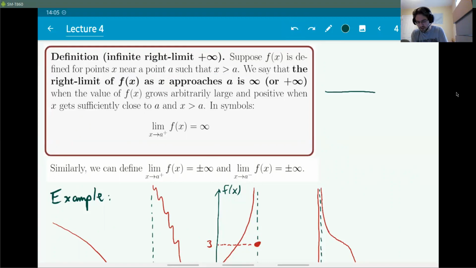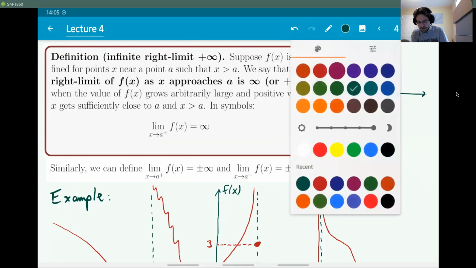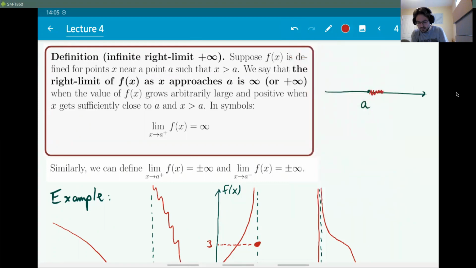Okay, so you just imagine the point A on the x-axis, and we're saying that the values of f of x at least make sense on the right side of a, close enough to a. Maybe also on the other side, but we don't need that. So granted that, we say that the limit, or the right limit of the function as x approaches a, is infinity, or plus infinity, which is the same thing, when, again, the value of f of x grows arbitrarily large and positive, when x is sufficiently close to a and on the right side.